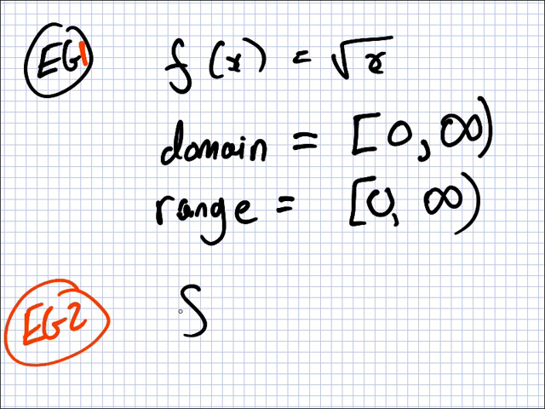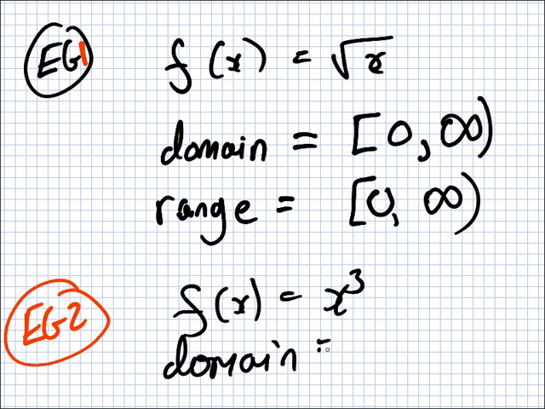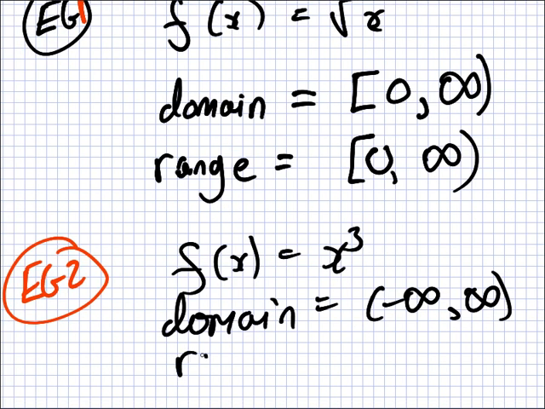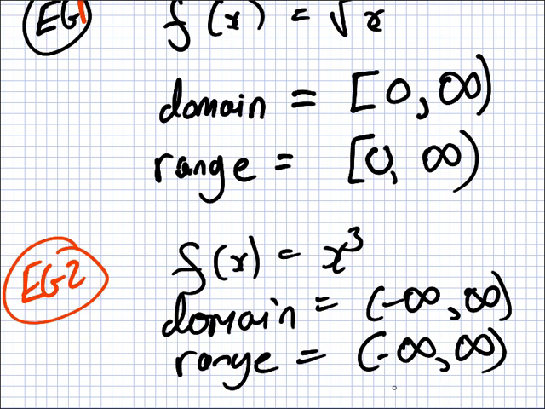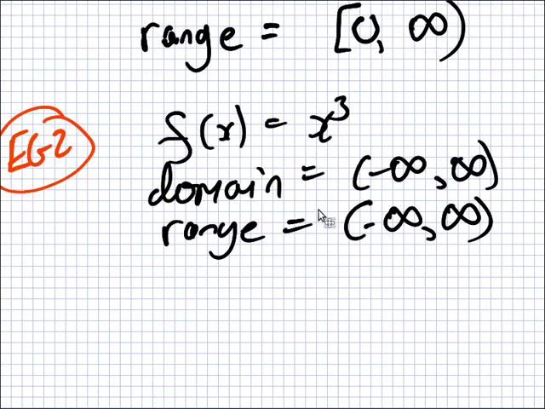Example 2. Let's take f(x) equals x cubed. What's the domain? All real numbers. What's the range? All real numbers. Yeah? Yeah? You got that? I can scroll down? Yeah.